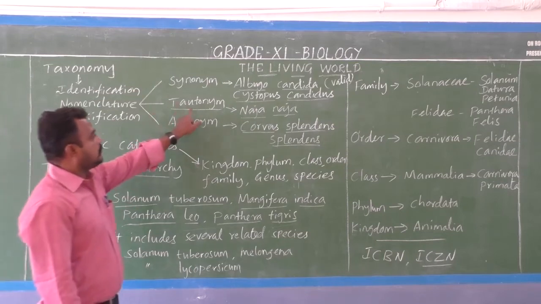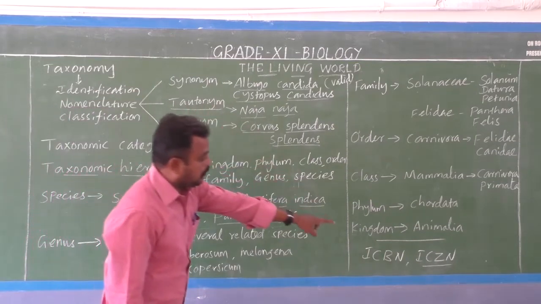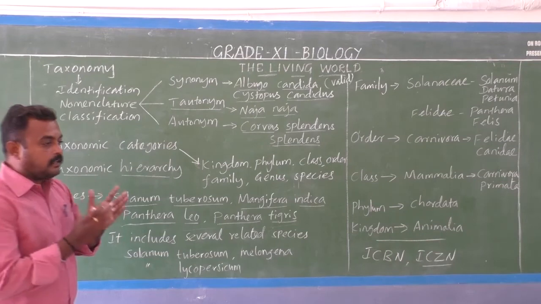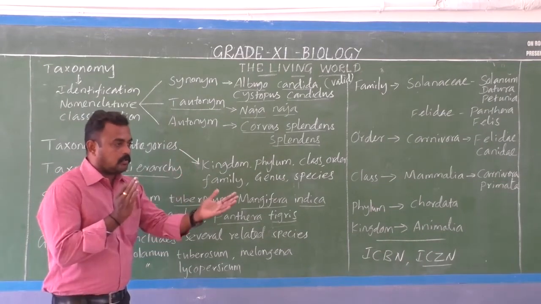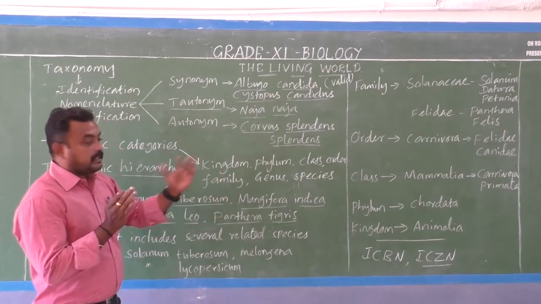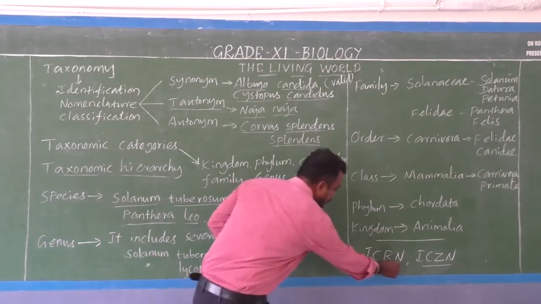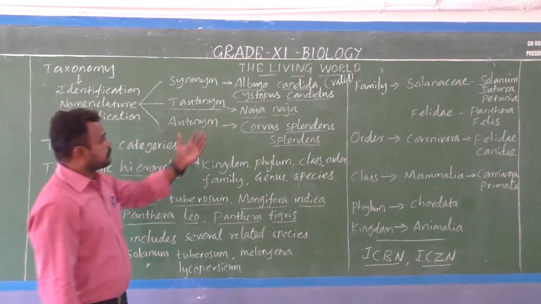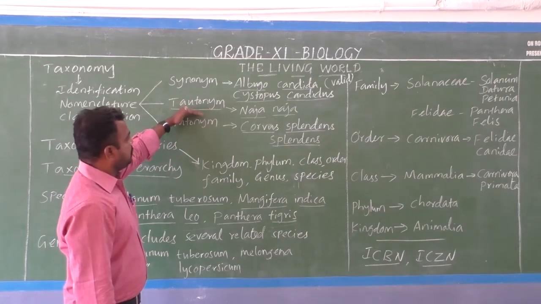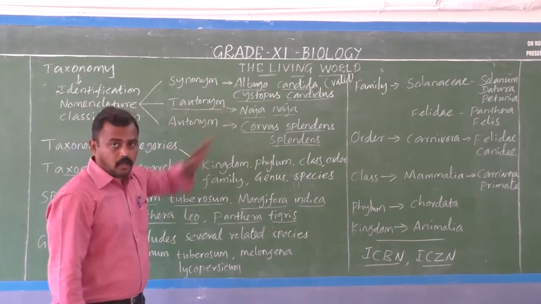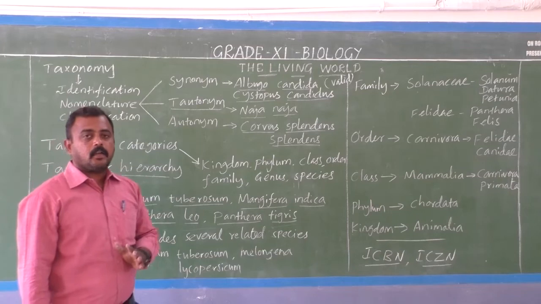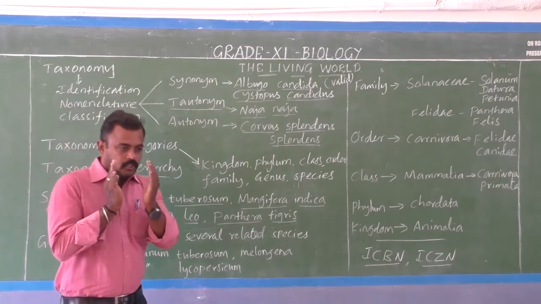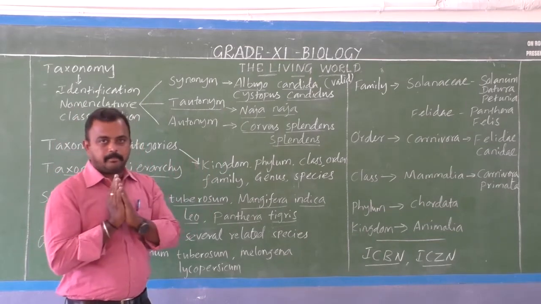In tautonym, approved by ICZN, we can give the genus and species name the same. But in plants you cannot give it, because ICBN will not approve it. So tautonym is only for animals. Naja naja, Rattus rattus, Gorilla gorilla. So like that, we have genus and species names that are the same.